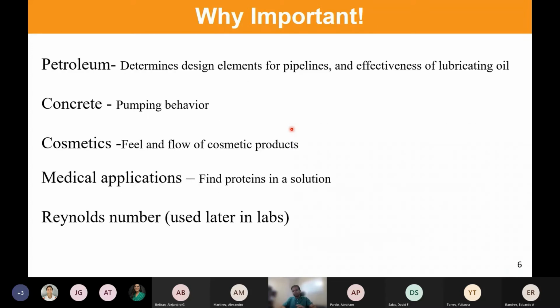Question. Okay, so these are just a few industries that use viscosity extensively. Just go through them.